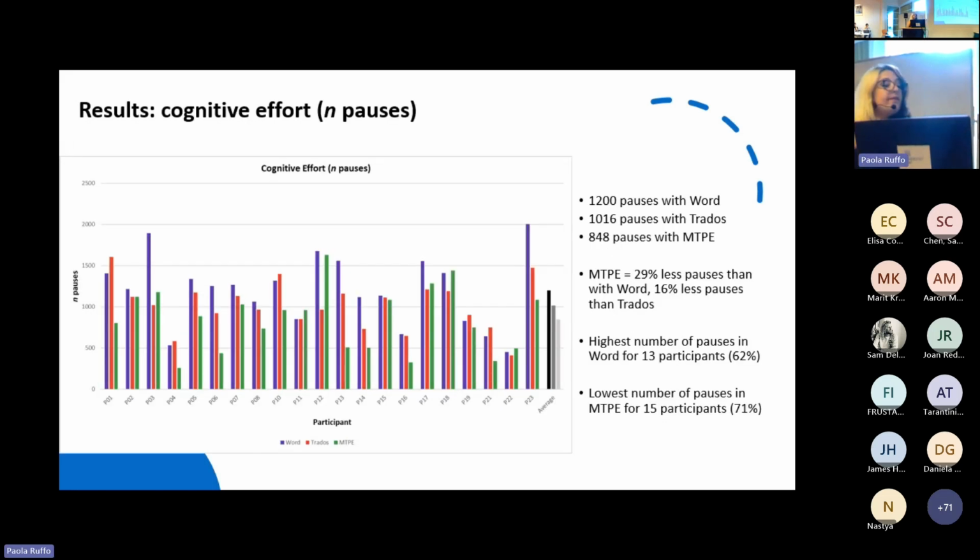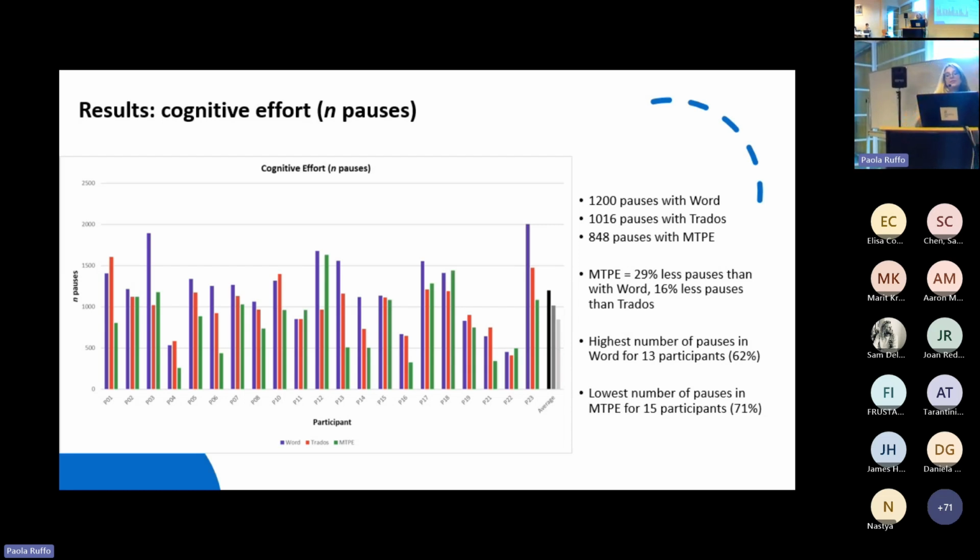Then we also measured cognitive effort, which is usually measured with number of pauses and mean duration of pauses. And this is, again, literally the pauses between one keystroke and the other, which are usually taken as a sign of cognitive effort, so time spent thinking about the translation. And for the number of pauses, you can see here a different trend than we've seen before. So post-editing usually saved keystrokes and saved time. And for the pauses, there's fewer pauses with post-editing. We have 800 there, 1,000 with Trados and 1,200 with Word.